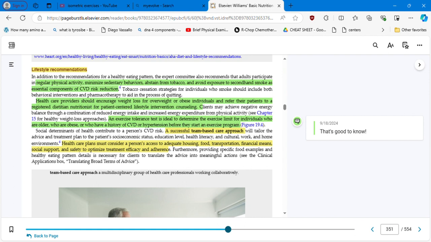A successful team-based care approach is important. That means the doctor, the nutritionist, the cardiologist if the patient is having problems. Healthcare plans must consider a person's access to adequate housing, transportation, and financial means. That's why nutritionists are so important, because you may think that good nutrition is expensive, and it is not if you have the right knowledge. And probably the nutritionist can prepare a plan for you at the beginning, and then you just follow that.